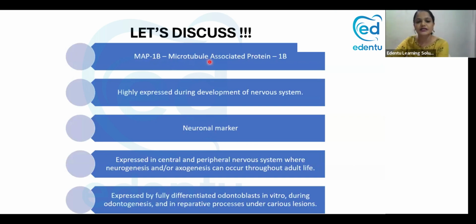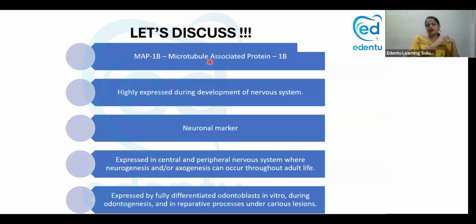So let's see what this MAP1B gene is. It is also called microtubule associated protein 1B gene, and it is actually a neuronal marker. That is, it is mainly present in the nervous system. It is mainly expressed in the central and peripheral nervous system during neurogenesis and axonal formation. There we have usually seen this kind of gene.